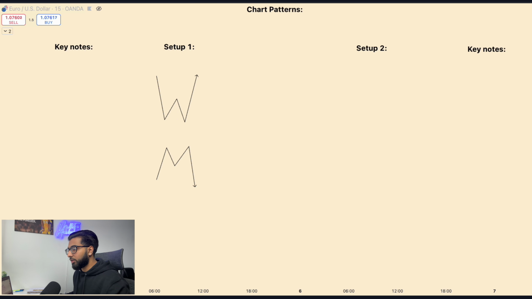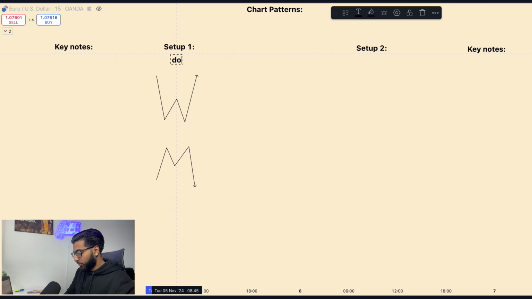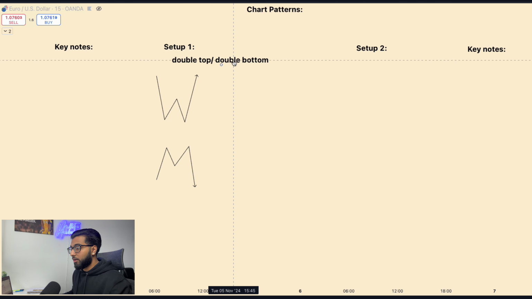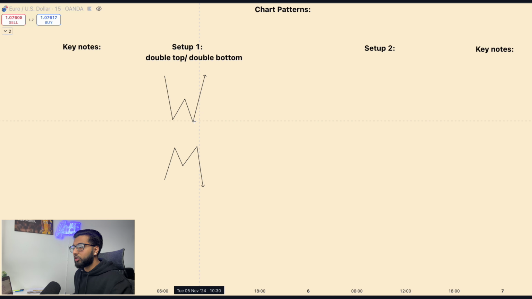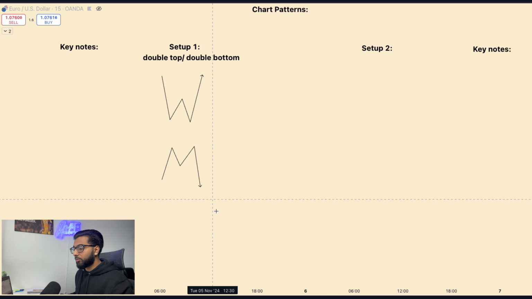So what I'm actually going to do is write the name, so double top slash double bottom, okay? Now this setup that we've got going on, yes, it looks super simple, but we need to know how to find entries and how to find these setups, right? Because you can't just see a W formation and trade it, because most likely that formation is done, it's completed, that setup is finished, okay? So how do we trade this? Okay, so what I'm going to do is break it down.